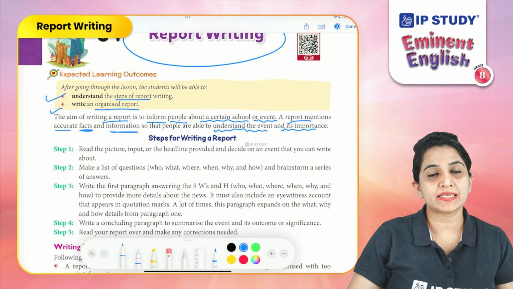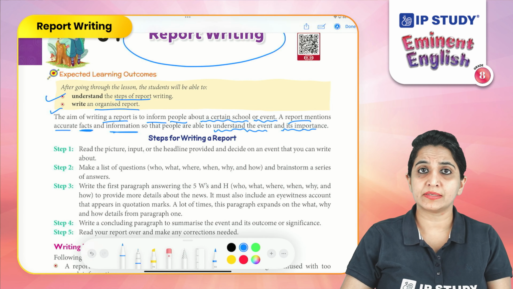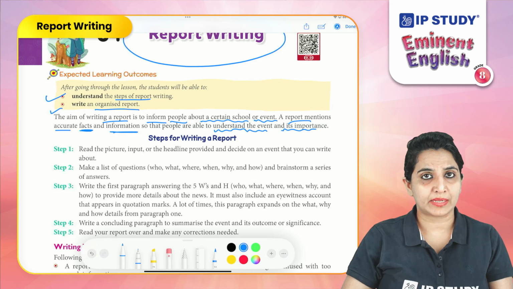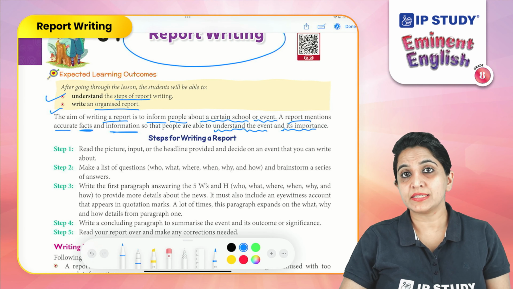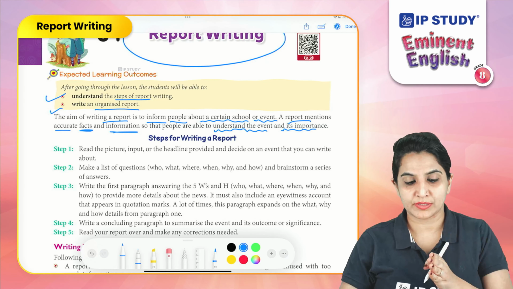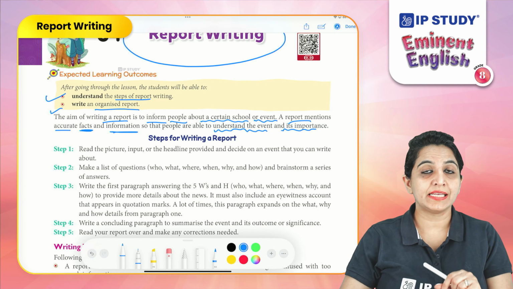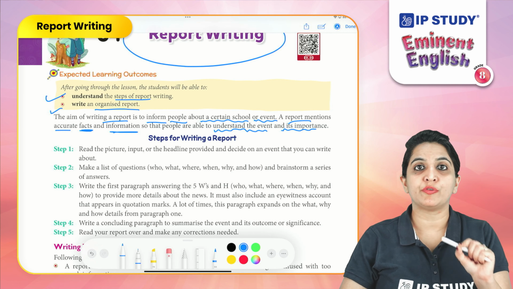So report writing can be anything: describing a school, an organization, a situation, or an event. It is a way that makes people understand about the event, about an organization and its importance. But we state it in facts. We provide accurate facts and information.